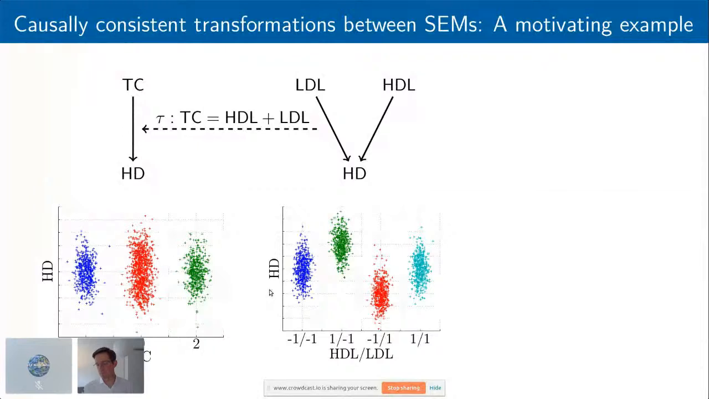And now, a priori, there's nothing wrong with this transformation. It's a perfectly valid transformation. But I now want to argue that it's not a causally consistent transformation, and it's not what we want, for the following reason.